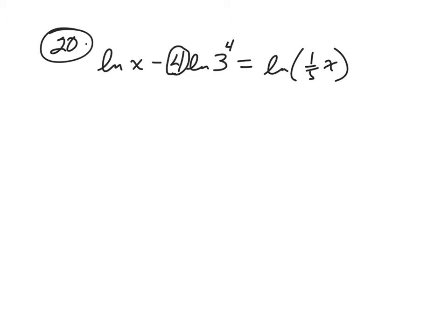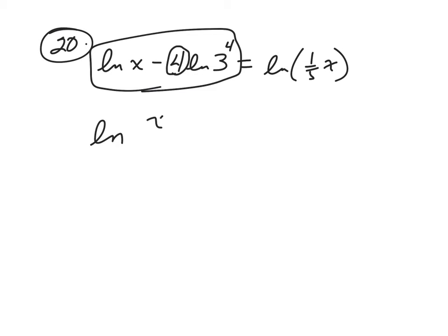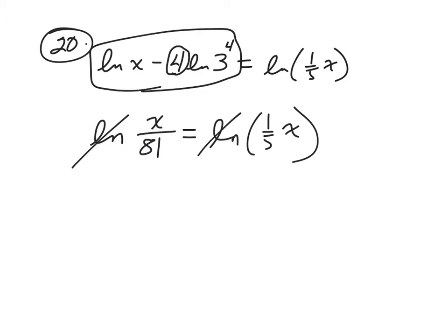So as I write this side as one logarithm, what I have is the natural log of x goes in the numerator because it comes from a positive log. 81 goes in the denominator because it comes from a negative log, equals the natural log of 1/5 x. Okay, now we can cancel logarithms. Now really x over 81 is the same thing as 1/81st x, then would equal 1/5 x.